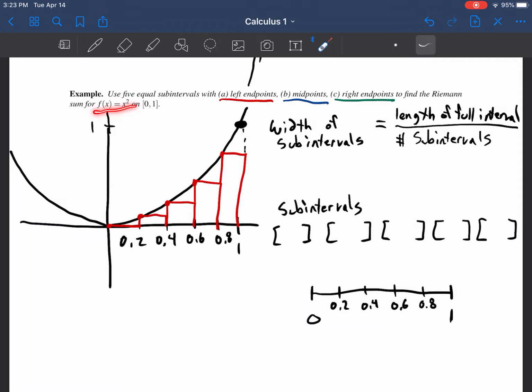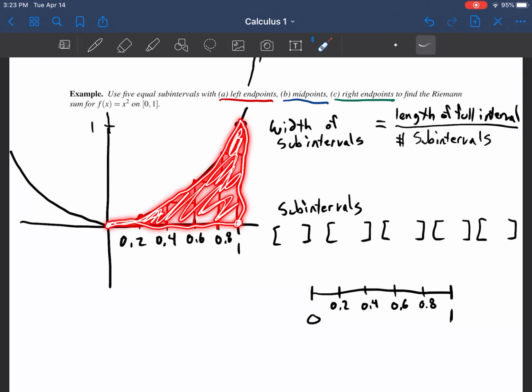So when I say curve, I really just mean function, right? It's a fancy way of saying function. So underneath the function x squared on the interval between 0 and 1. Okay, so that means I'm looking between 0 and 1, and I'm looking for the area underneath the graph of x squared, right? So that means I'm looking for this area in red.